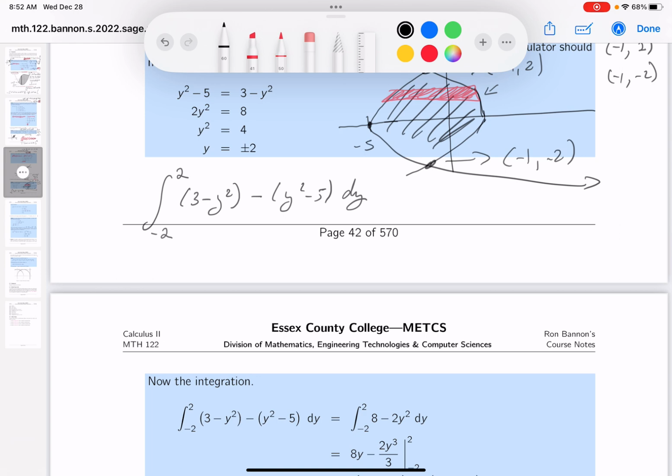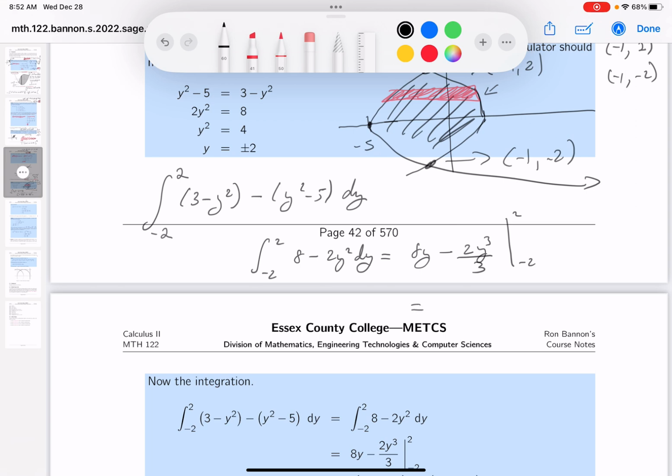And we're going to simplify the integrand first. So minus 2 to 2. And what do you get? You're going to get 8 minus 2y squared dy equals 8y, the antiderivative, minus 2y cubed over 3, limits of integration minus 2 to 2. And let's go to town on it.